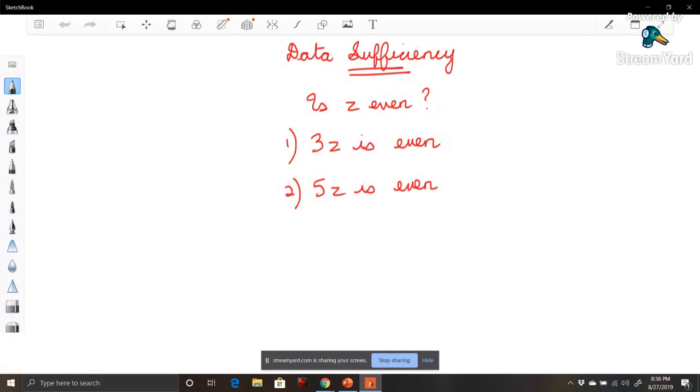For those who have logged in, guys, I've just given a question. I'm going to use this question as a foundation for explaining the different strategies that you can use for data sufficiency. So give it a shot and give me an answer, please. Type in the answer in the chat window.